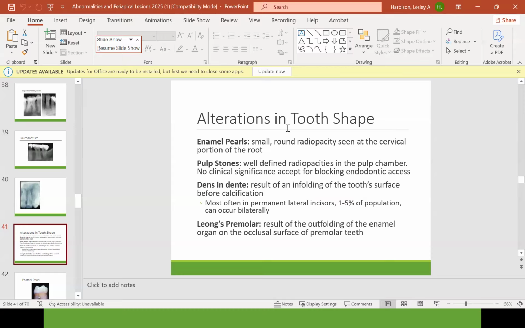And then I always say this word wrong. I always say Leong's premolar, but I don't even know if that's right. So Leong's premolar results in the outfolding of the enamel during formation. So it has almost like an extra pokey cusp in the center of it. It's calcified, has enamel on it, but it looks like extra cusps in the middle of a premolar. And oftentimes the premolars are affected.